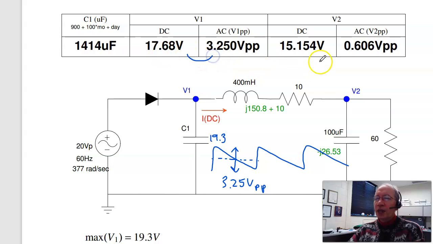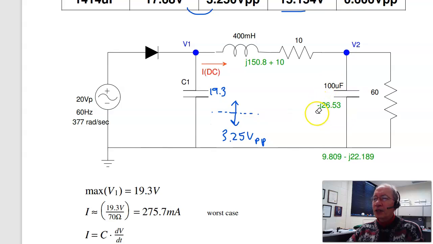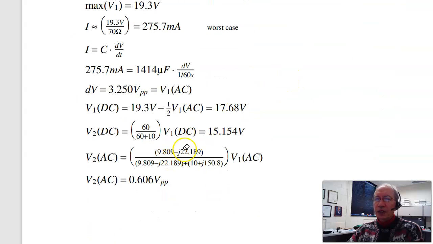Once I know these two, I can find V2. At DC, it's 60 over 60 plus 10, 6/7 of that, 15.14 volts. For the AC voltage, find the impedance of the capacitor at 60 hertz, minus j26 ohms. Put these two in parallel, 9.8 minus j22 ohms. The inductor is j150 ohms. I now have a voltage divider. It's R1 over R1 plus R2 times the input.